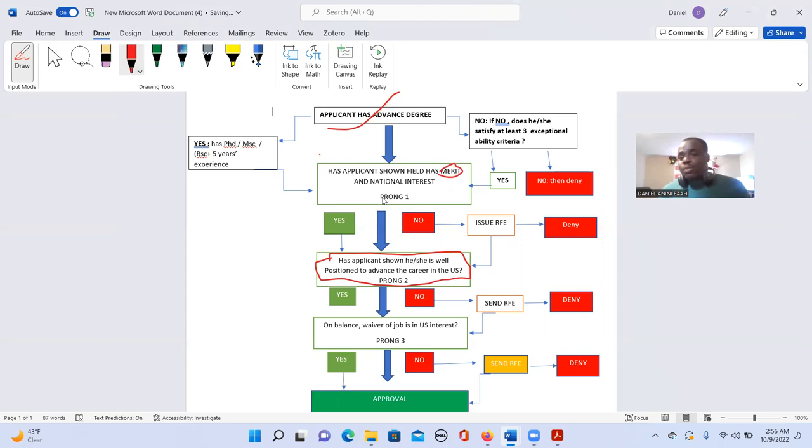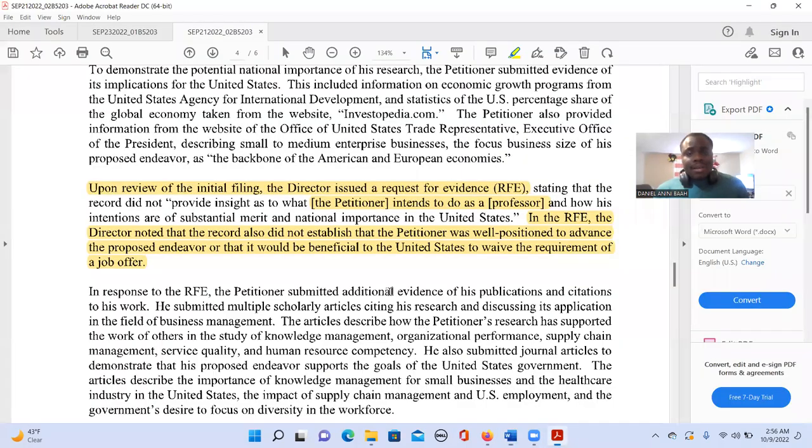Because when you talk about it, it will be difficult saying that you are filing as a manager. Manager of what? Very broad. So always have a specialization. I'm filing maybe as a financial manager, specializing in this and that skills. That is actually going to help the officer to make the decision. So if you look at it, that is the kind of problem the officer was actually talking about.